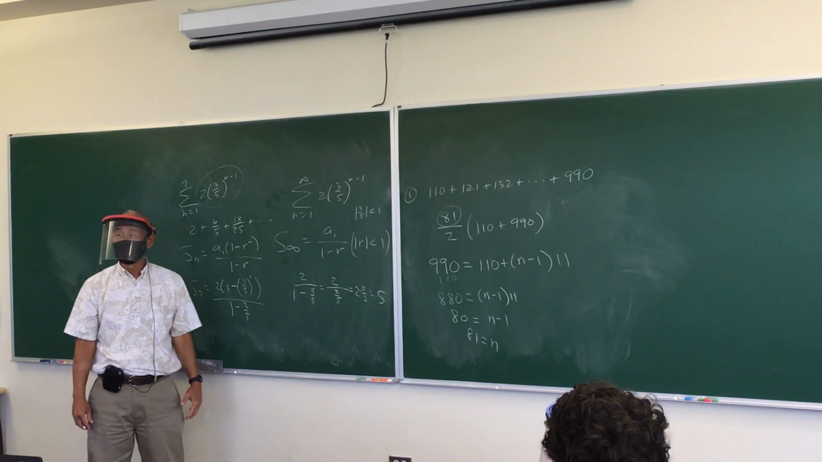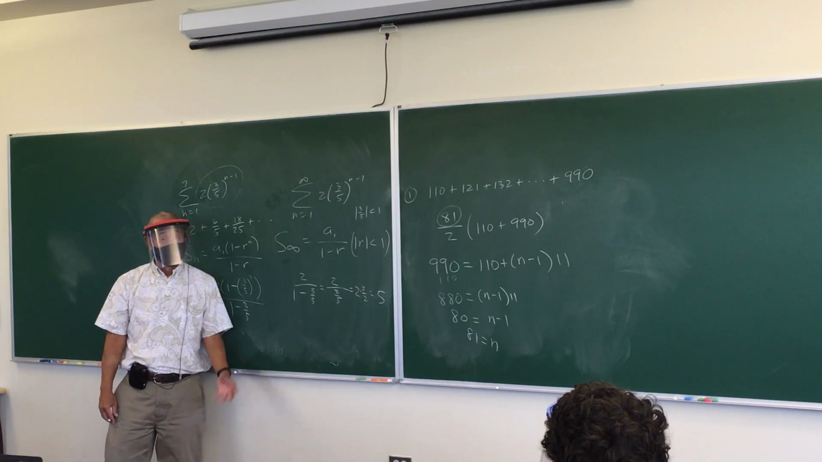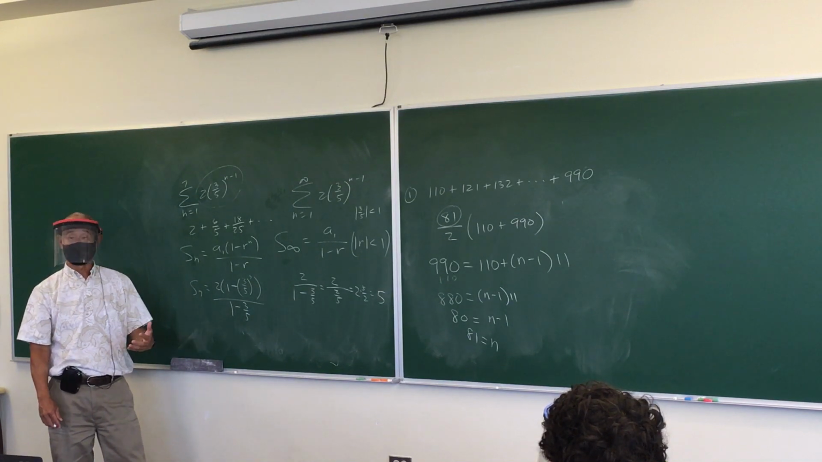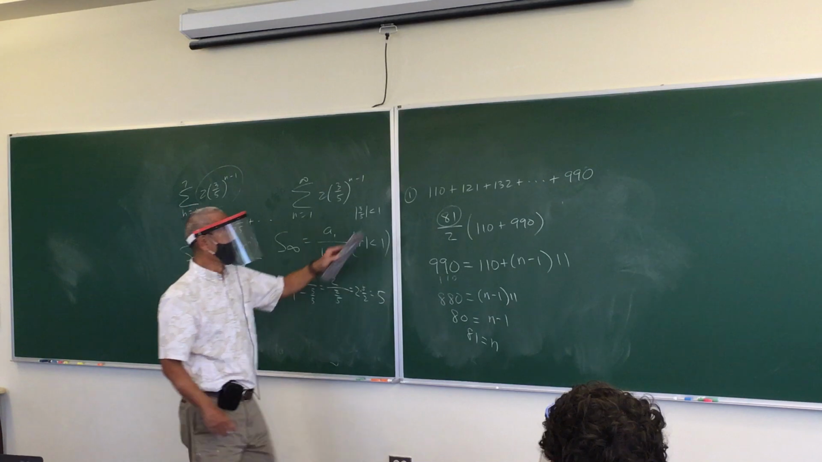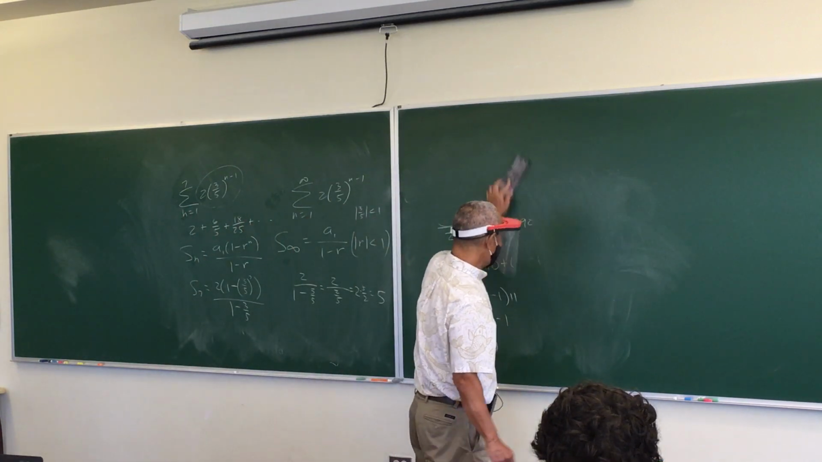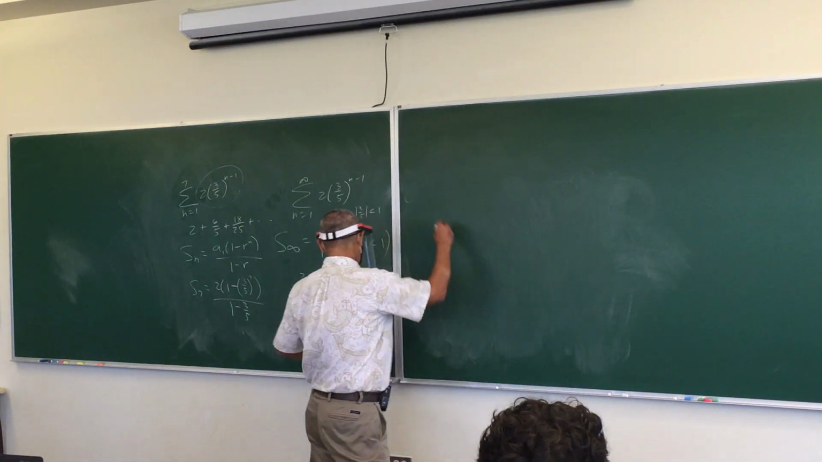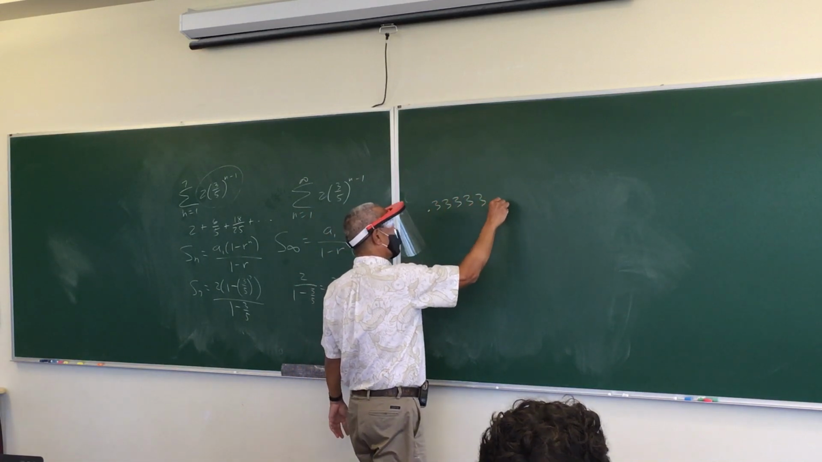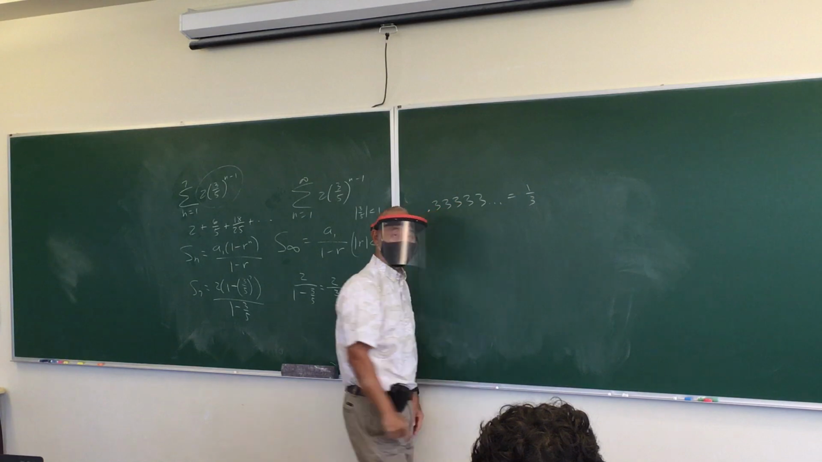How can you add up an infinite number of things and get something? Well, you guys have been actually doing it since elementary school, but you just never thought of it. Here, let me show you. When was the first time you learned that 0.3 repeating was equal to 1/3? When was the first time you learned that?